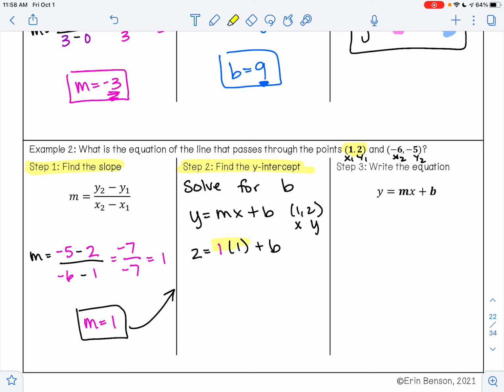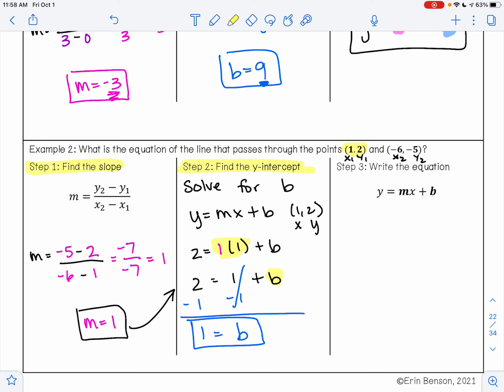So 1 times 1 is 1. I want to get b alone, so I need to move that 1 to the other side. 1 is positive, so to move it to the other side, I'll have to subtract it. 2 minus 1 is 1. So b equals 1.